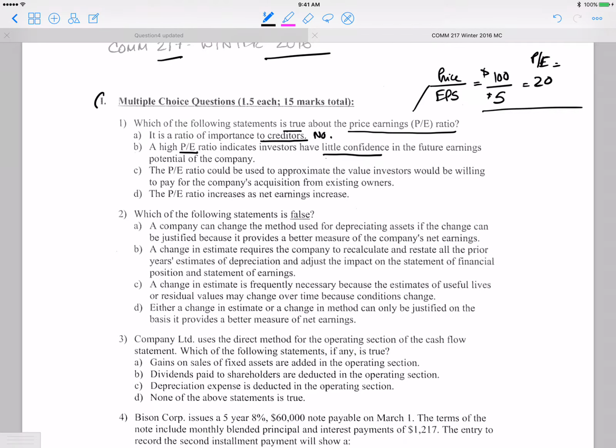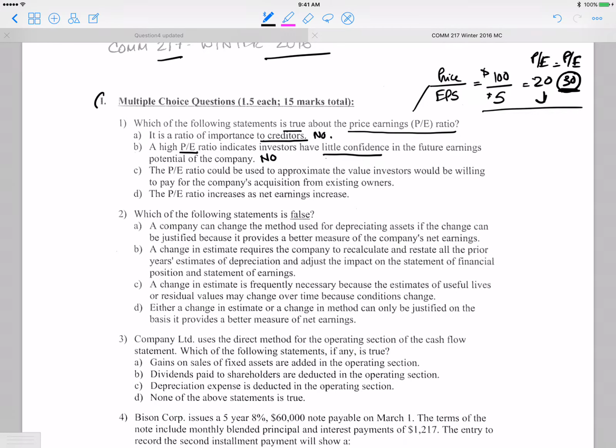Well, that's not true. If you're willing to pay $100, or 20 times what a stock is earning, and someone else is willing to pay 30 times what a stock is earning, so let's say you had a PE ratio of 20 and another of 30, a higher PE ratio means you're willing to pay 30 times what it's earning versus 20 times. If you're willing to pay 30 times more, it must be because you have a lot of confidence in this company. So this is false. It's actually the opposite.